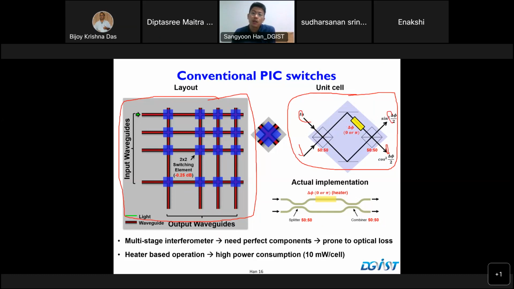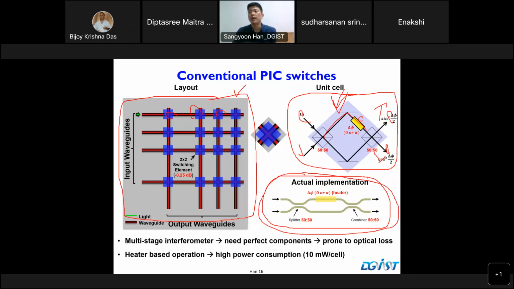And by varying the optical path of one arm, you can change the interference condition and route the light either to the top or to the bottom. This is the silicon photonics version of the MZI. It is basically the same physical principle as the free space one. So conventional silicon photonic switches have this type of waveguide-based MZI at each of these mesh points.